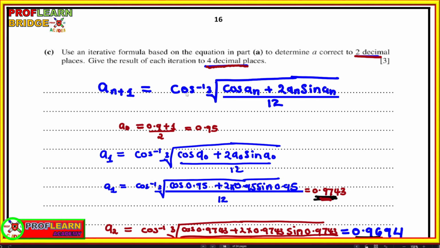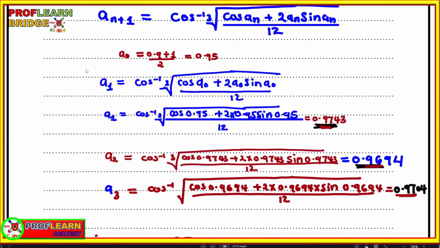So what's the initial value of a? The initial value of a, we're going to get it from the average between 0.9 and 1. You can use any value between 0.9 and 1, but for simplicity, I decided to add the two and find the average. This is the best one that you can use. It will enable you to arrive at the answer very fast. So this becomes our A0. To find A1, we are going to say cos inverse of cos A0 plus 2A0 sine A0 over 12.